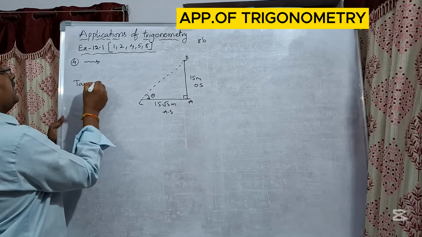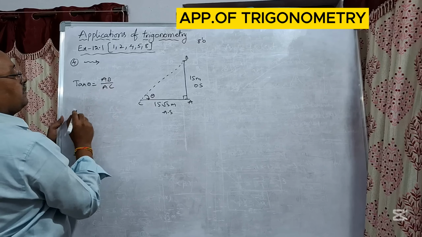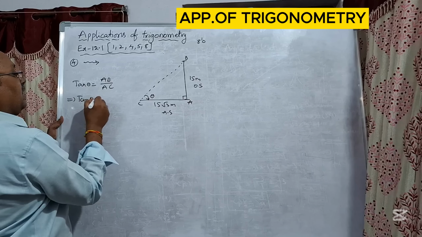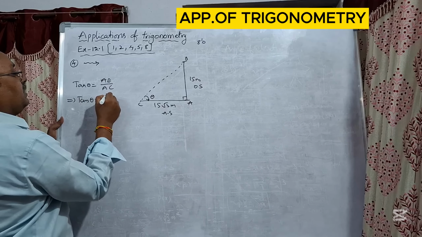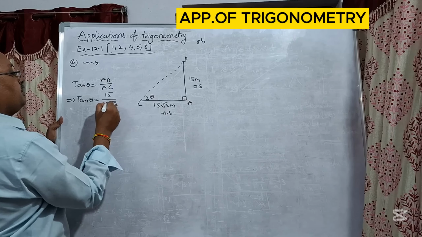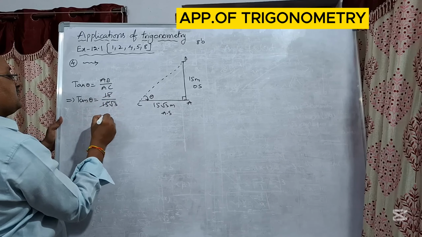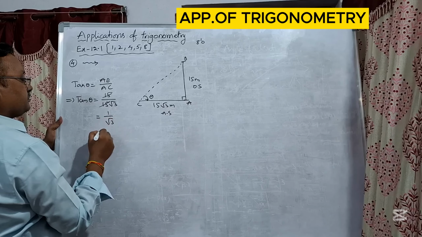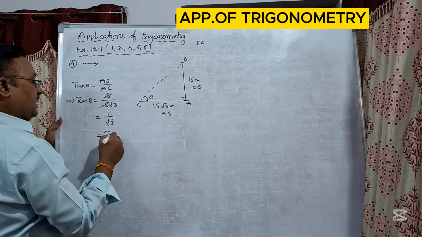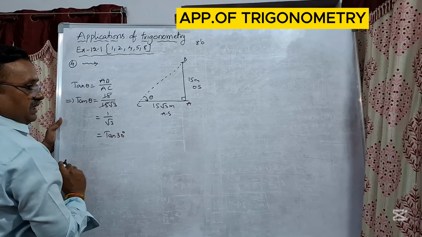From the diagram, tan theta is the opposite side AB by the adjacent side AC, which implies tan theta, the required angle, is equal to the AB value 15 by the AC value 15 root 3. 15 cancels. This is equal to 1 by root 3. 1 by root 3 comes for a tan 30 degrees angle.